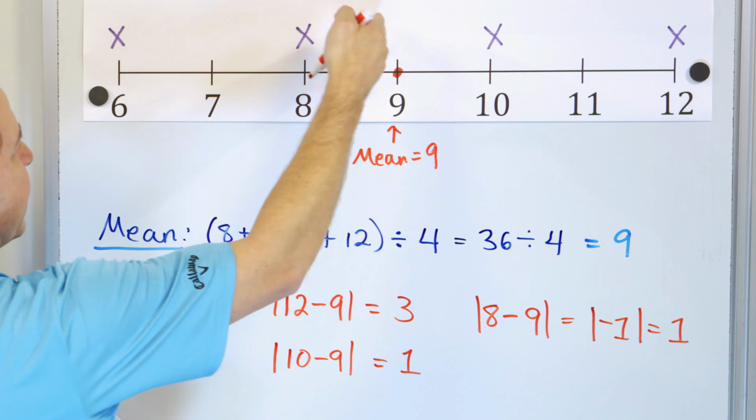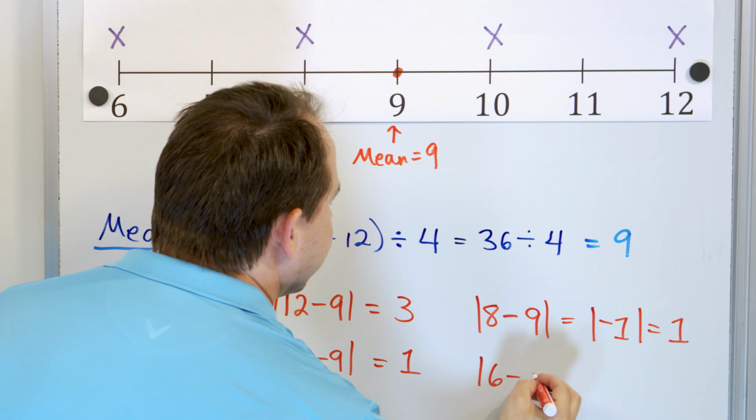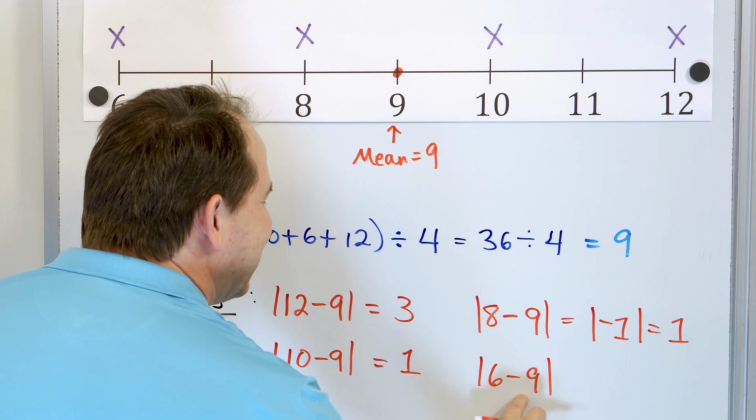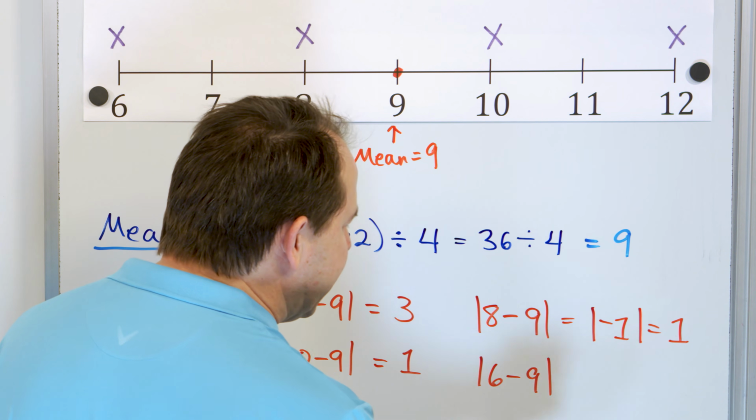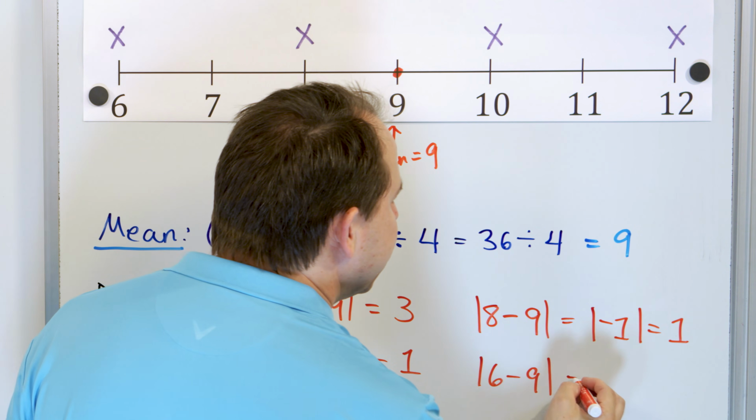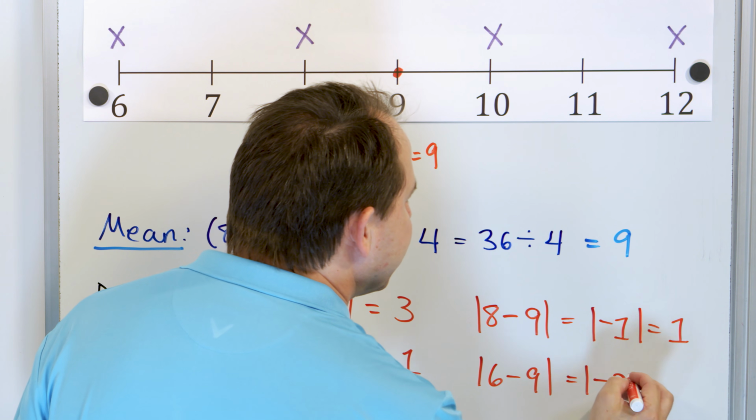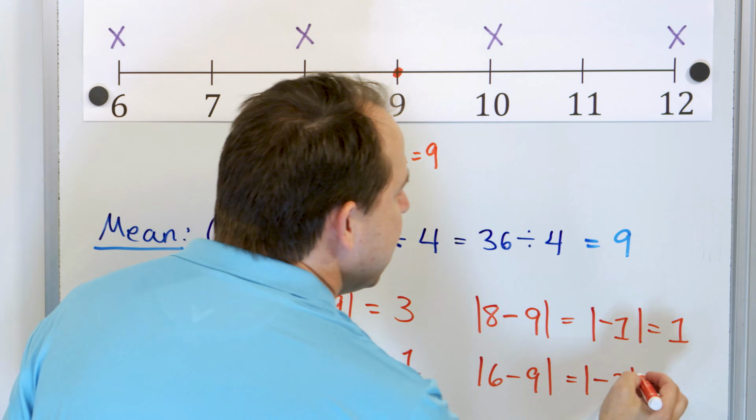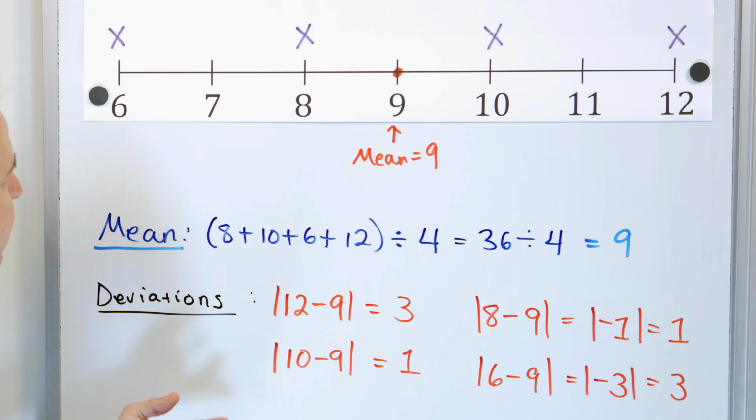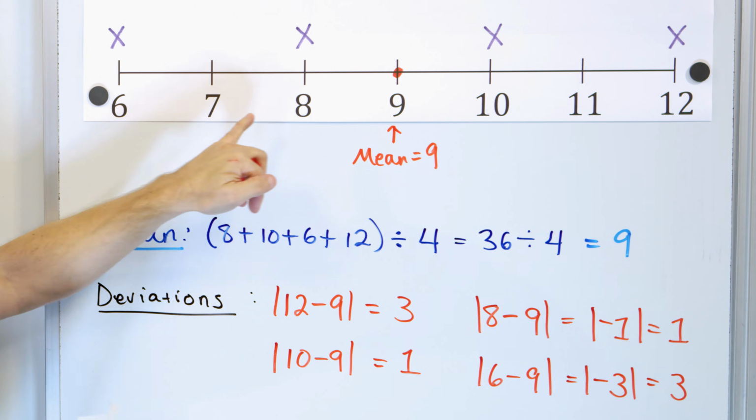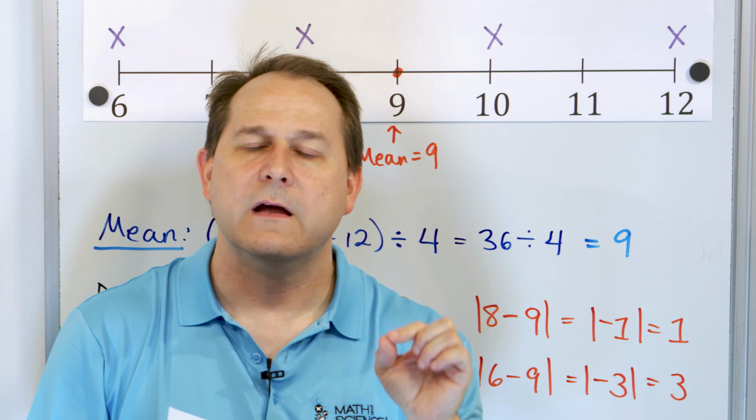This point is 6, so 6 minus 9. What you have to ask yourself is how many units is there? And the difference between 9 and 6 is 3, but since you start with the smaller number, it's really going to be negative 3, and you're going to have an absolute value around it, and then take the absolute value of negative 3, you get a positive 3. What is this telling you? It's telling you that the number 6 is 3 distance units away from 9.